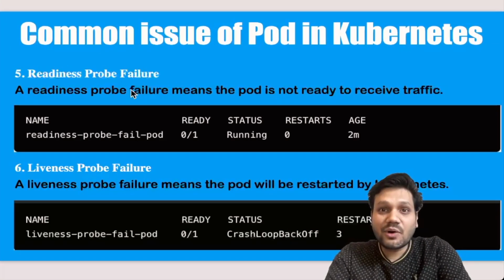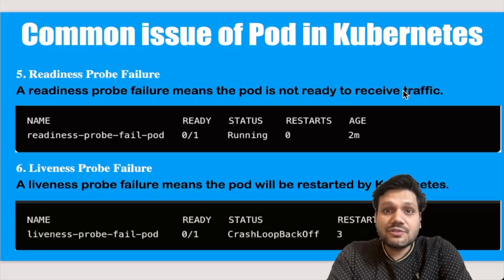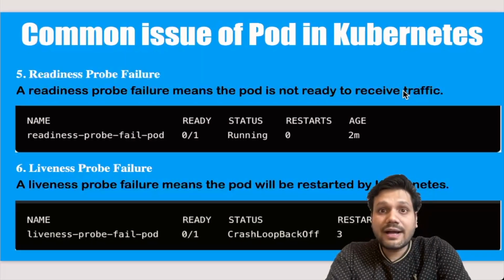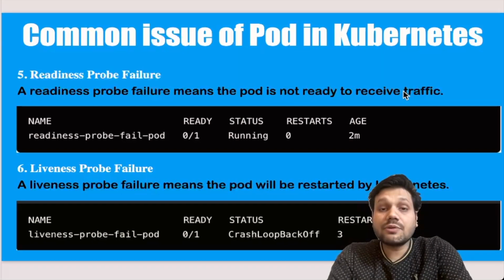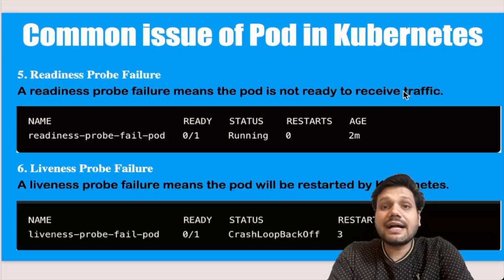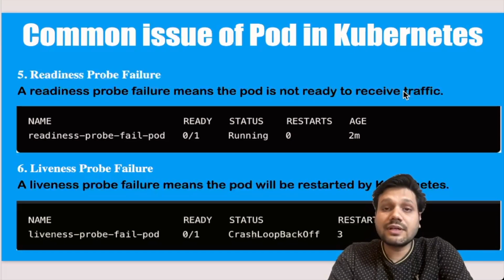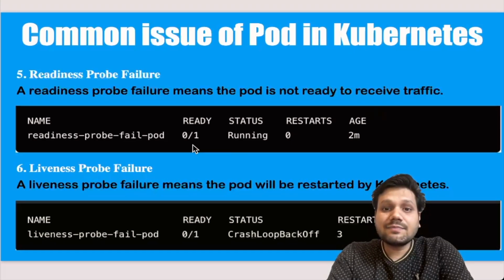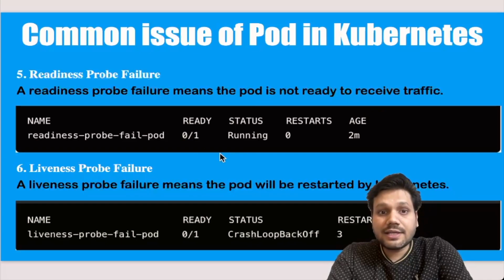The next issue in pods of Kubernetes is readiness probe failure. A readiness probe failure means the pod is not ready to receive traffic. Let's suppose you have containerized your application in a pod and set up a readiness probe in the pod manifest file. If your readiness probe is failing, it means your application is not ready to serve traffic. In that case, the status would show as Running, but when you describe the pod, you will see that the readiness probe is failing and the ready count is shown as 0/1.